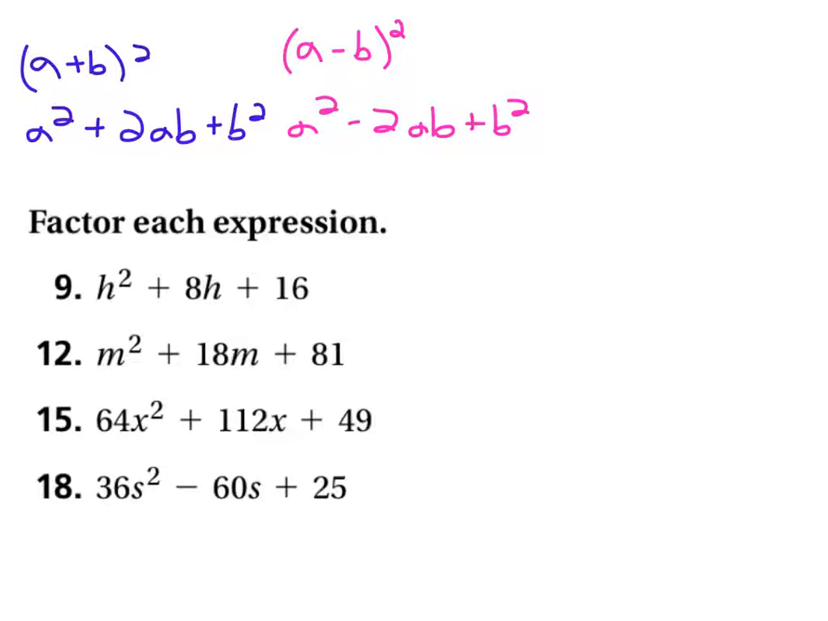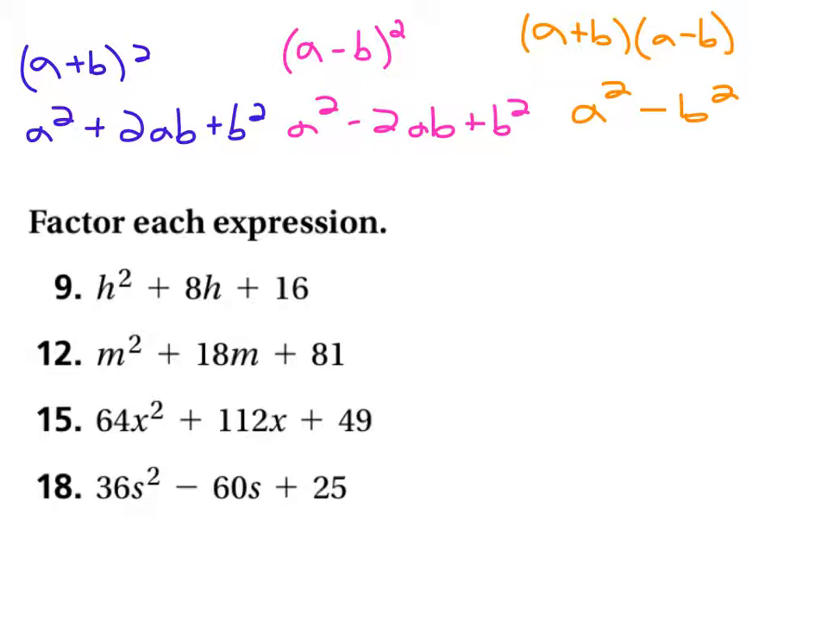If you had this third option of a plus b times a minus b, this is the other type of special case, you get the middle terms dropping out. You get a squared, and then for outer and inner you get ab and negative ab, so they cancel out, minus b squared. That's called the difference of two squares.